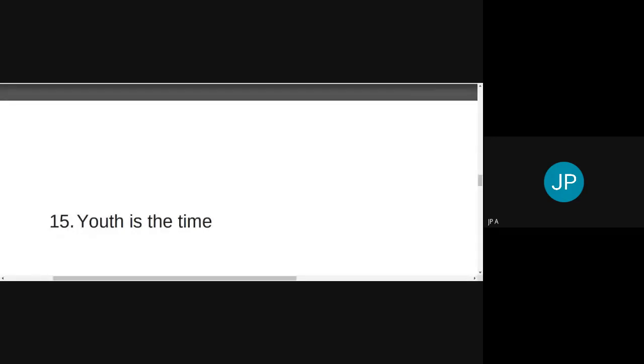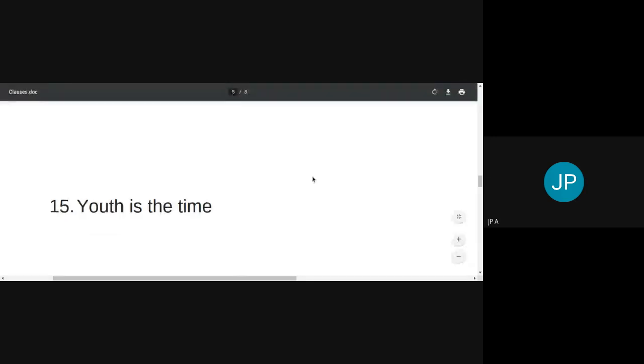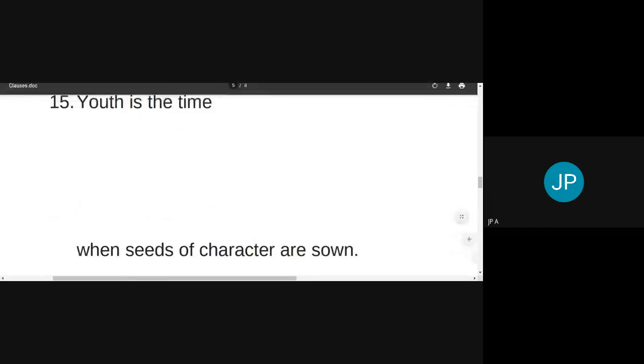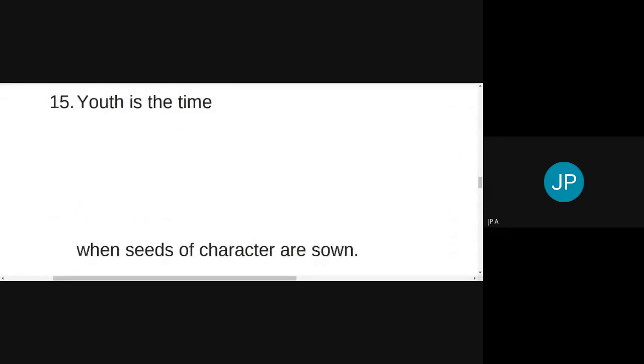ഓക്കെ, യൂത്ത് ഇസ് ദ ടൈം. ടൈം പറയുമ്പോൾ വെൻ. Youth is the time when we enjoy life. Yes, youth is the time when we enjoy life. Okay, youth is the time when seeds of character are sown.